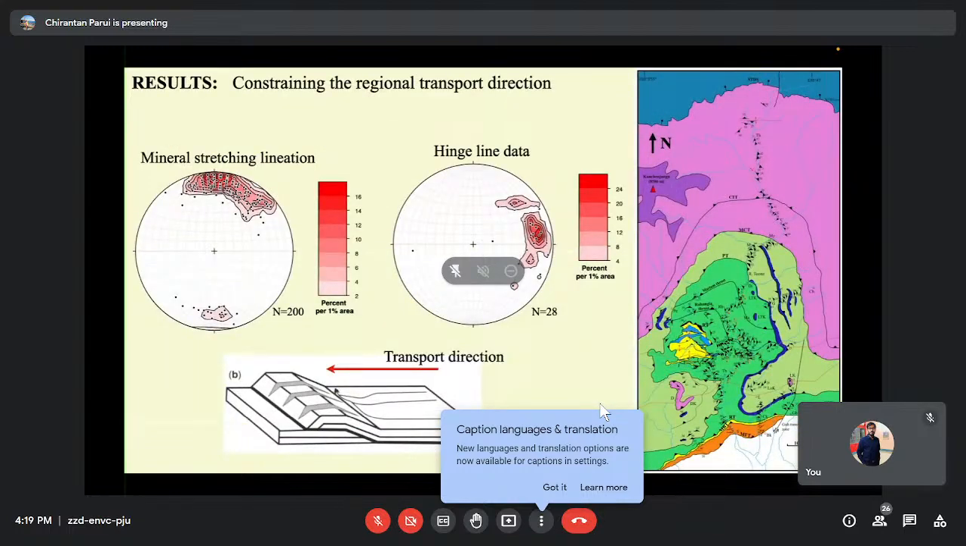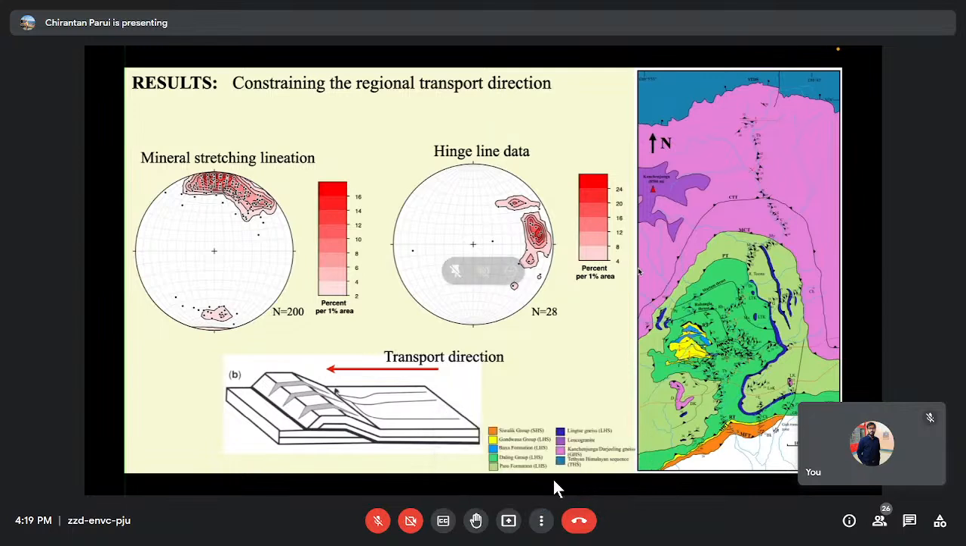To constrain the regional transport direction, I have used mineral stretching lineation data collected from the internal thrust sheets and the hinge line data of outcrop scale folds from the foreland part of the orogen, and I constrained these to be the regional transport directions. So I have constructed a regional balanced cross-section along this transect.